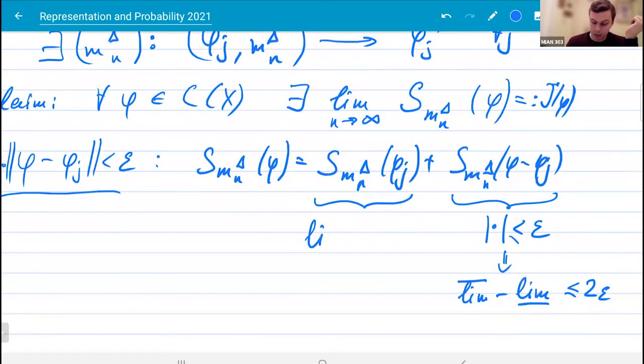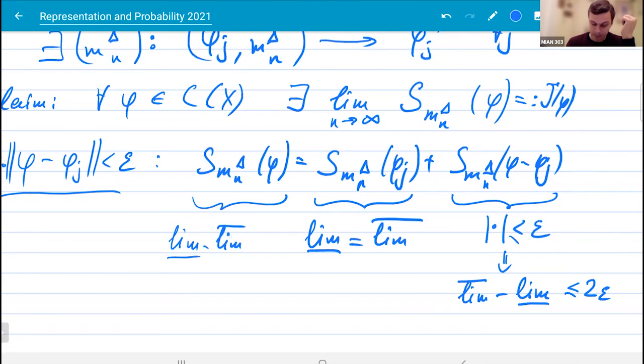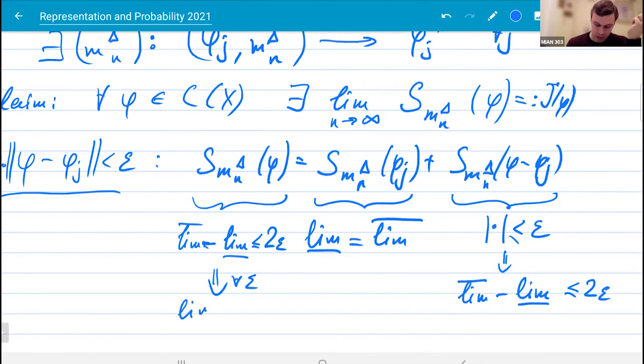For this guy, the upper limit is just equal to the lower limit because it converges, and therefore for the sum we have that upper limit minus lower limit is also not more than 2 epsilon. And since epsilon is arbitrary, this difference is in fact 0. So we have a convergence.